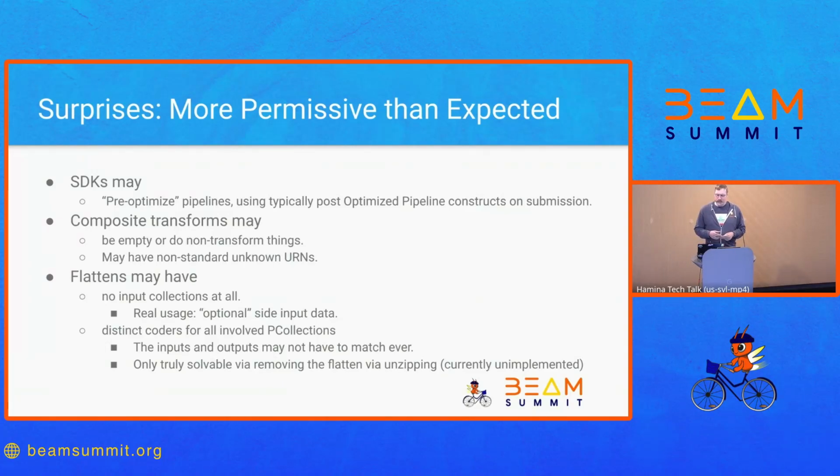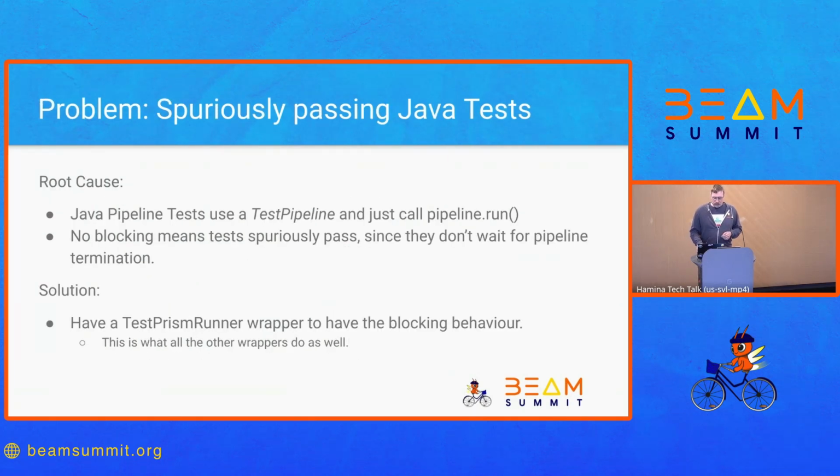Similarly, Flattens also can have distinct coders for all PCollections involved. I personally don't understand why you might want to do this, but there are ValidatesRunner tests that I will eventually figure out how to get to work for Java. In my opinion, the only real solution there is to add another optimization that would happen during graph preprocessing called flatten unzipping. We initially had a bunch of spuriously passing Java tests while we were trying to get the actual Prism runner wrapper working. And it turns out because, at least conventionally, when you're writing Java tests for your pipelines, you use a construct called TestPipeline, and then you call run.